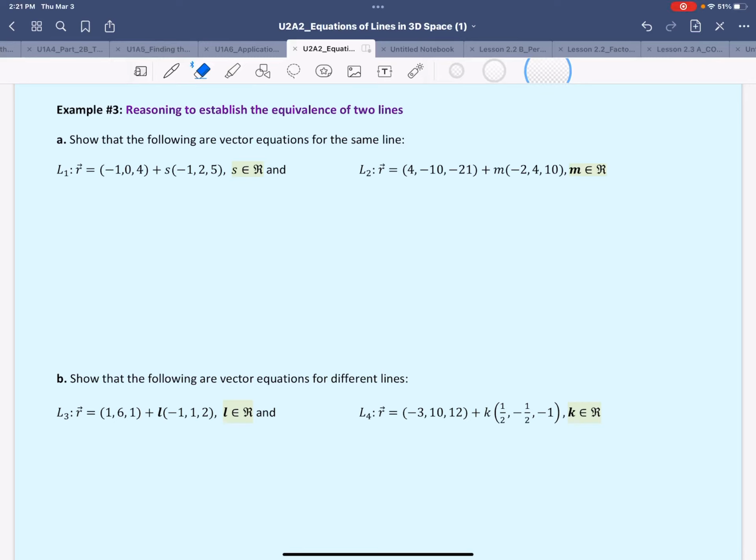Welcome back, and we're going to take a look at example number 3, which is about reasoning to establish the equivalence of two lines. So what does the equivalence of two lines mean? We're going to take a look at a couple of equations.